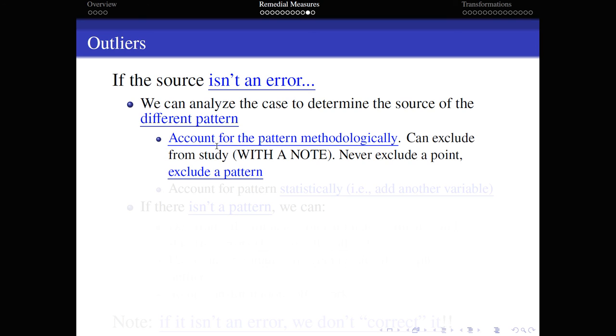Note that I am not excluding the outlier because it's an outlier. What I am doing is making a note and excluding the entire pattern. That is, I'm excluding all females who appear in my study. So if there was a female who weighed 285 pounds who was in the study, I would also exclude that individual, because methodologically, this subgroup is not what I'm trying to investigate with my particular research. So this is absolutely okay to do. If I can identify the pattern, I can methodologically account for it by excluding whatever pattern led to that.